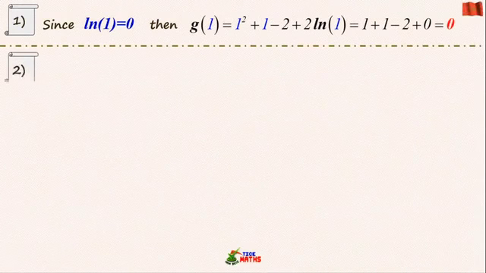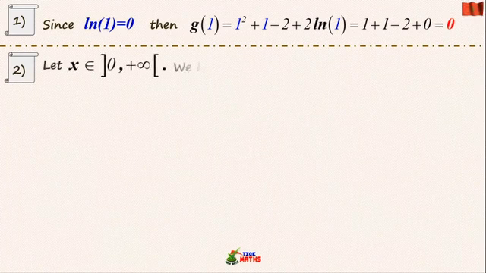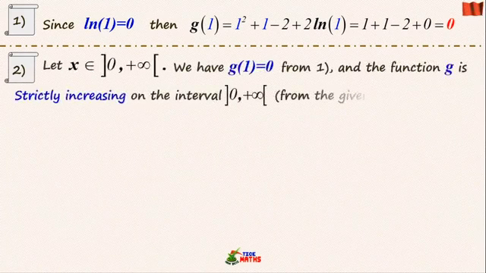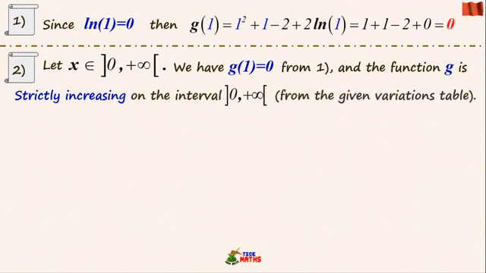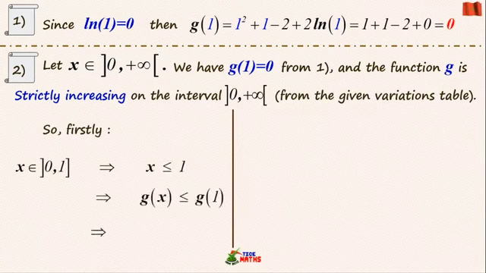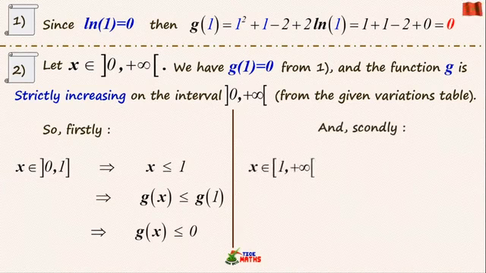In question 2, the given variations table shows that the function g is strictly increasing on its domain of definition 0 plus infinity. So g ranks the images in the same order as their antecedents. In the first case, x is less than 1, so g of x is less than g of 1. And since g of 1 equals 0, we obtain the asked result. We use the same technique for the second case.